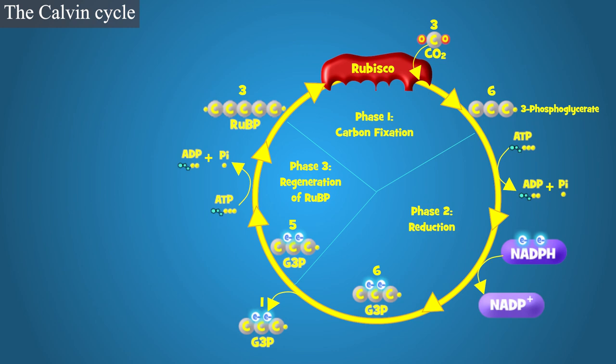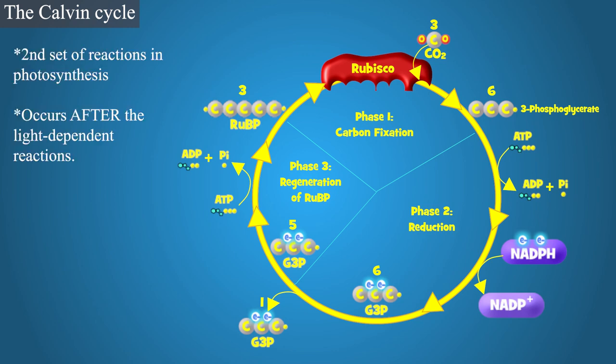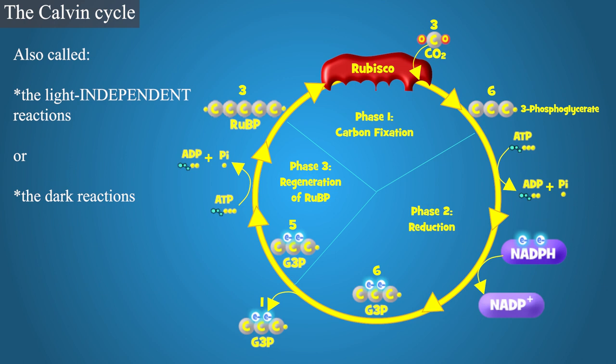The Calvin cycle is the second set of reactions in photosynthesis and occurs after the light-dependent reactions. Sometimes the Calvin cycle is called the light-independent reactions, or even the dark reactions, because light is not directly needed to make the Calvin cycle happen.